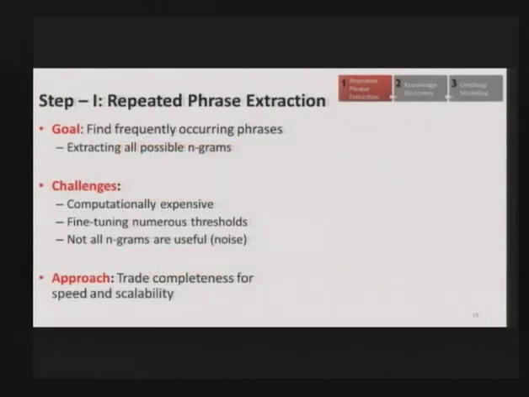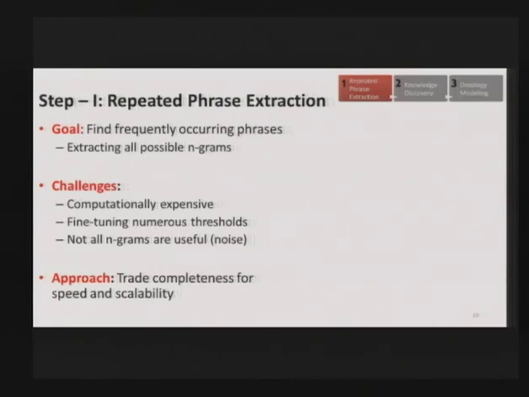Our first step is to find frequently occurring phrases. The intuition, as I mentioned, was to find text that operators frequently use to describe problems across a large number of tickets. This problem is equivalent to extracting all possible n-grams, where an n-gram is a contiguous sequence of n words.